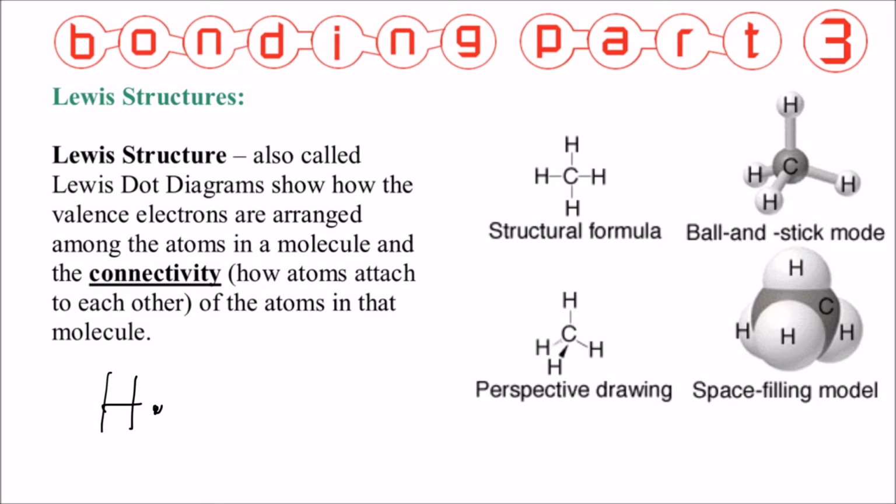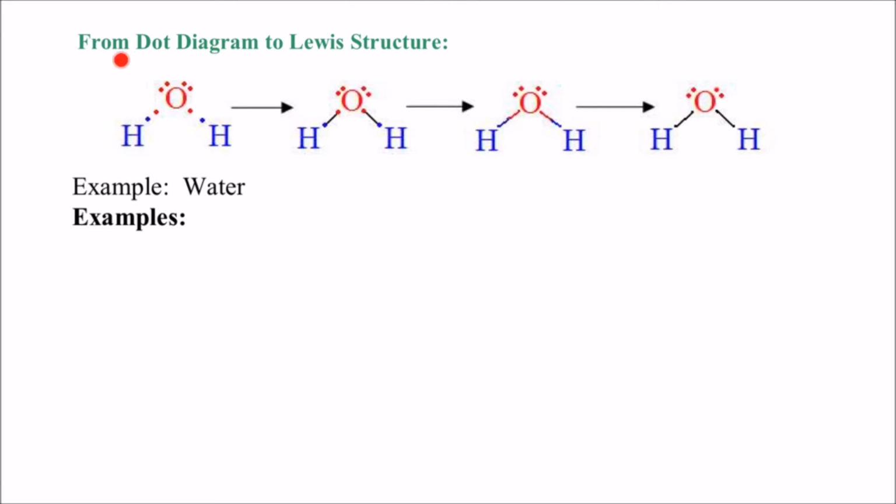Okay, so here's how you get from dot diagrams to Lewis structures. Remember, dot diagrams are the individual atom, and Lewis structure is where we're talking about those atoms being involved in a molecule. Alright, so let's revisit here. We've got a hydrogen that's got 1 valence electron, and then oxygen had 6 valence electrons.